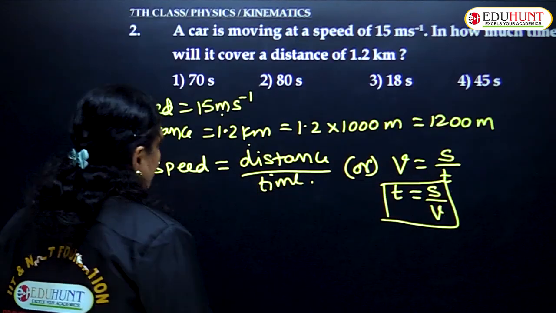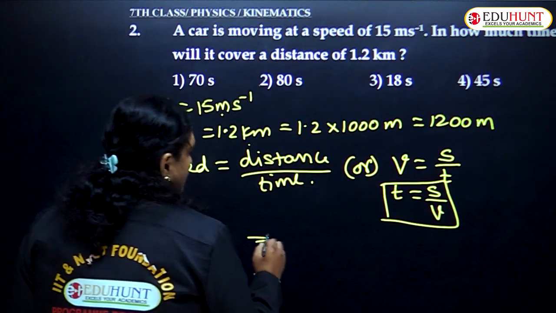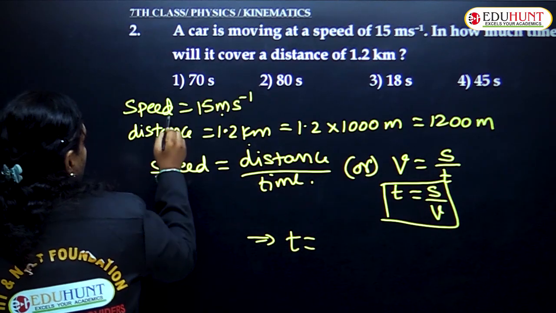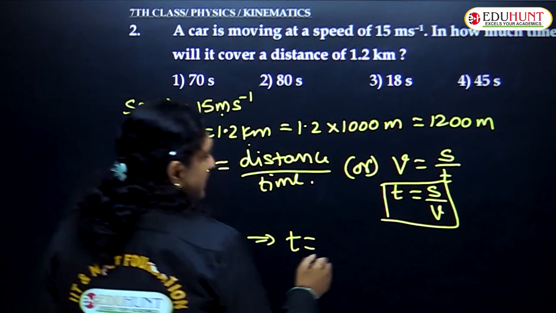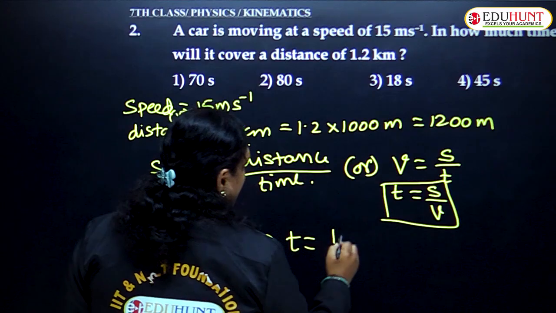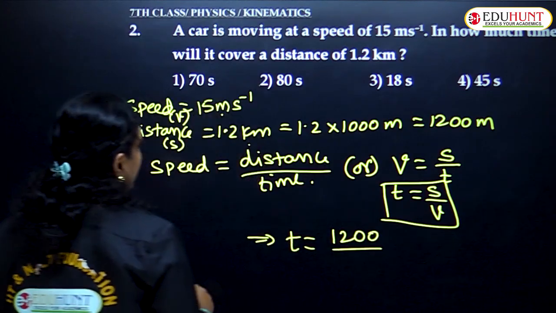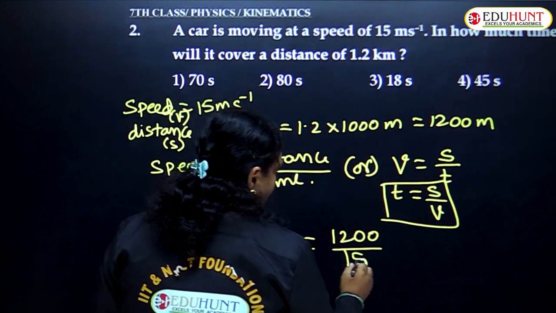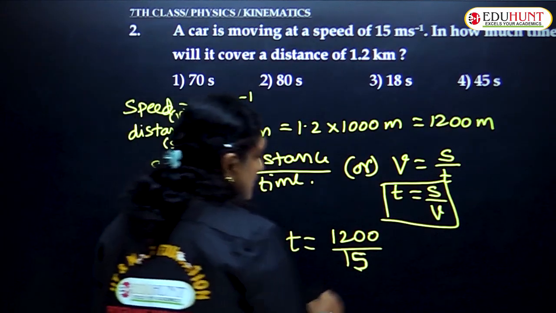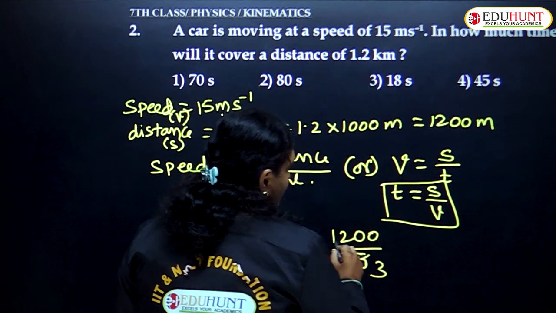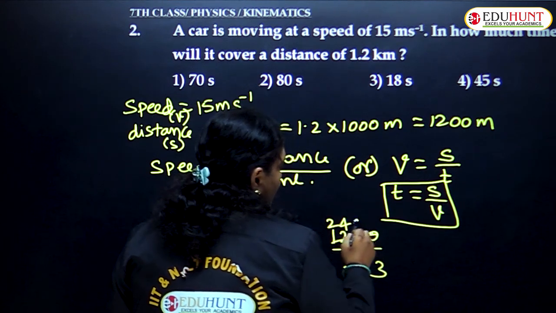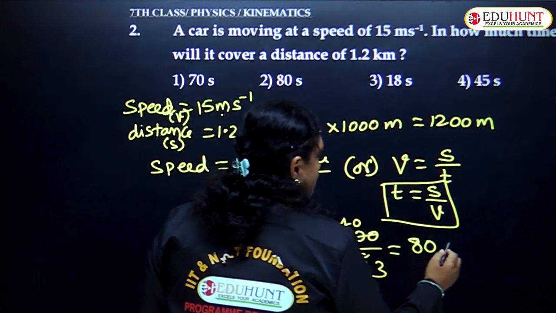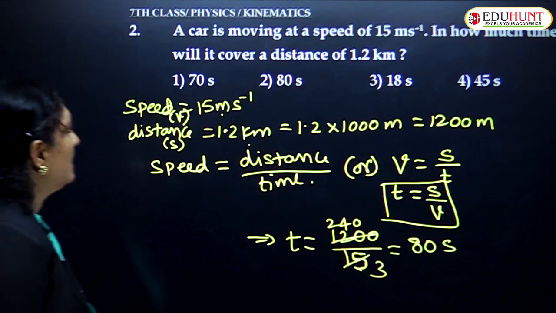Substituting, what is the value of S, children? Distance means S, speed means V. So T is equal to S, 1200, upon V, 15 meter per second. After further simplification, how much are you getting, children? 5 threes are 15, 5 twos are 10, 5 fours are 20 and 0. So 8 threes are 24, 80 seconds. So what is your final answer?